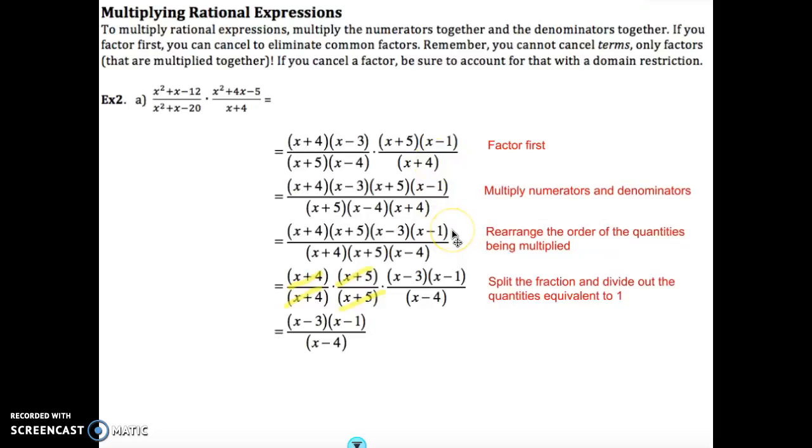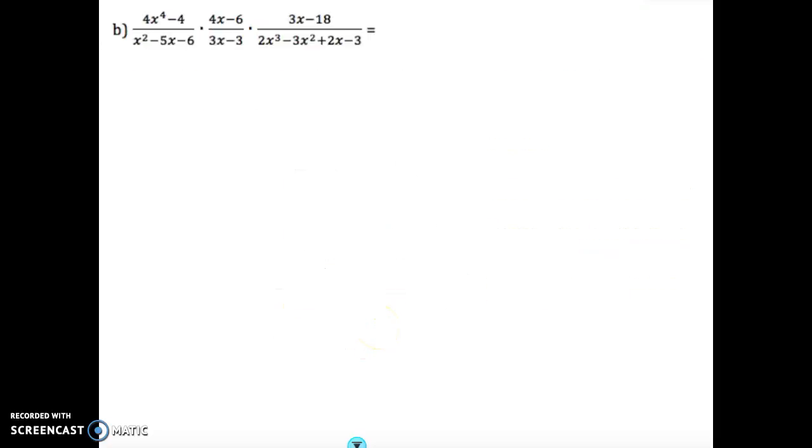Remember with multiplication that the order in which you multiply terms together doesn't matter, so I've just changed the order here, and that just helps me to see that x over 4 and x over 4 are going to divide out, and likewise x over 5 and x over 5 are going to be divided out. And then I'm simply left with this expression here. Have a go at the next one, and then again we'll take a look and work through it together.